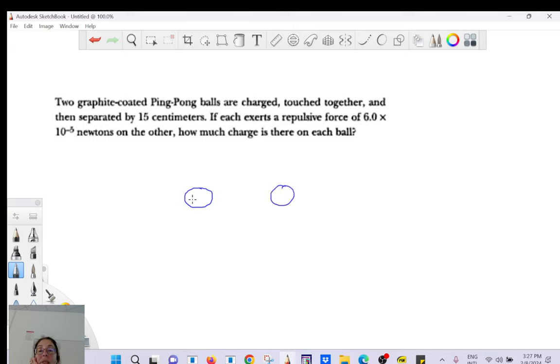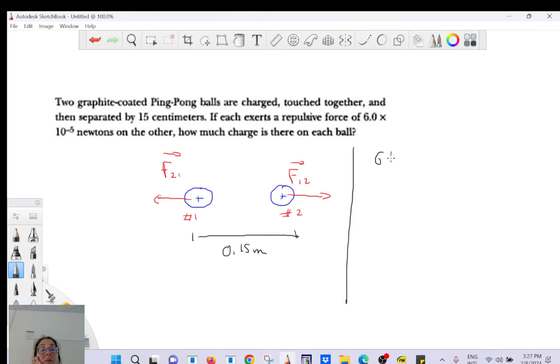So we don't know if it's positive or negative. We don't care. What we know is that the charges are the same sign, right? Because it says they repel each other. This is F1 on 2, and this is F2 on 1. So 6 times 10 to the negative 5 equals, I'm going to frame that, 9 times 10 to the 9, then you have Q square, and then the distance, so 0.15 squared over 1.